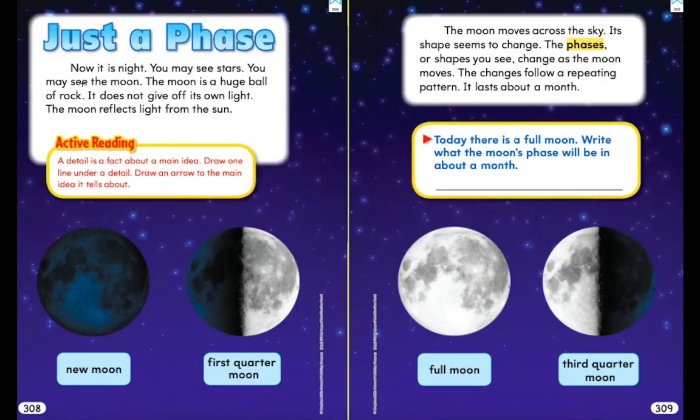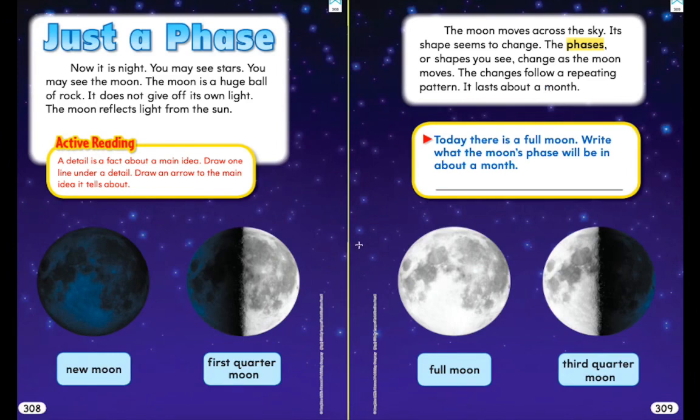Now phases. Now it is night. You may see stars. You may see the moon. The moon is a huge ball of rock. It does not give off its own light. The moon reflects light from the sun. The moon moves across the sky. Its shape seems to change. The phases or shapes you see change as the moon moves. The changes follow a repeating pattern. It lasts about a month.